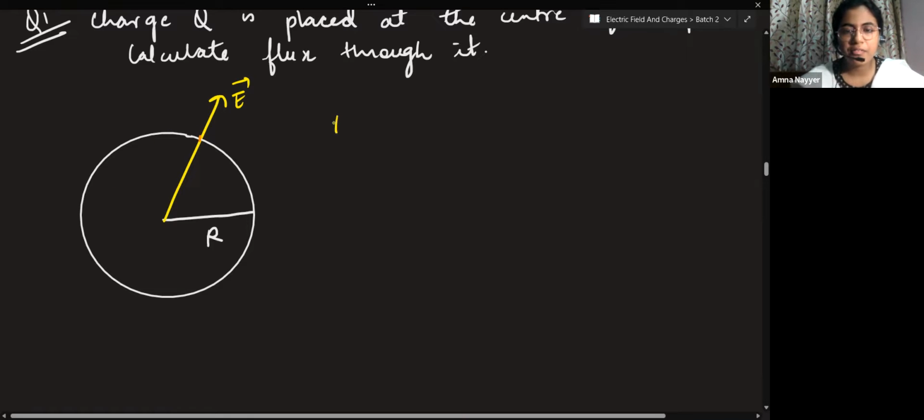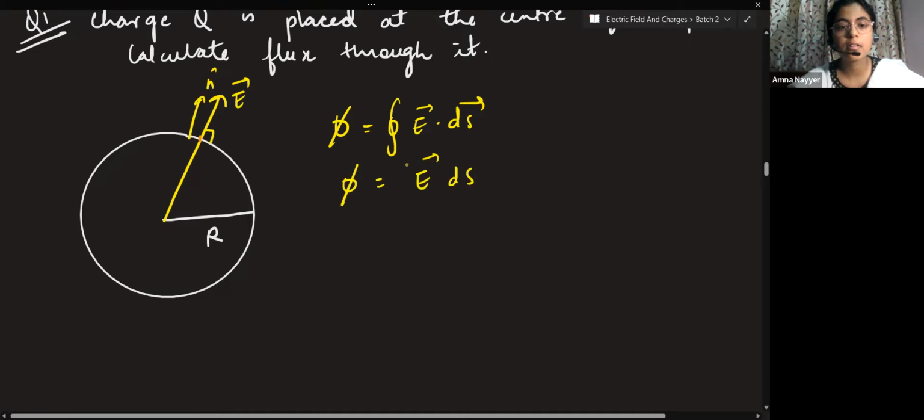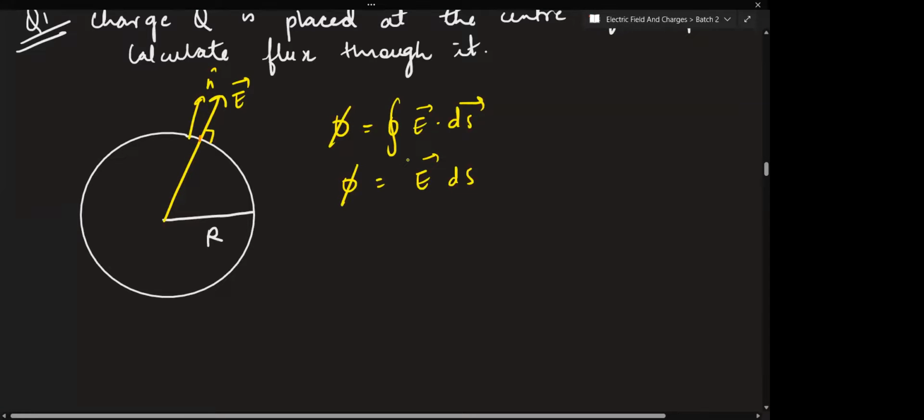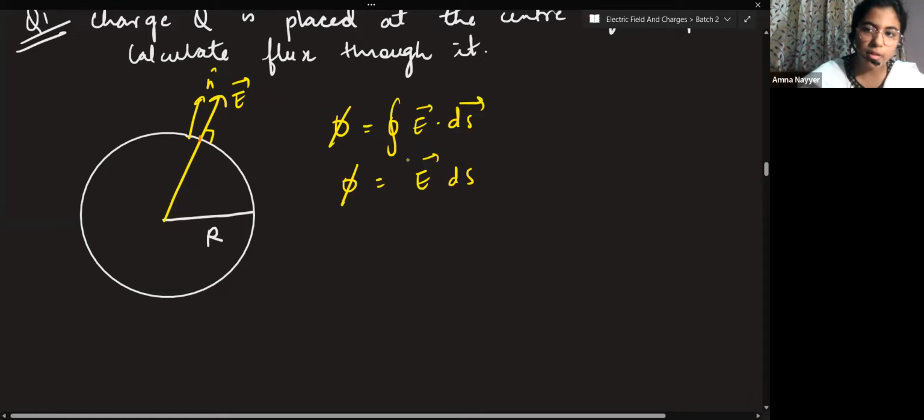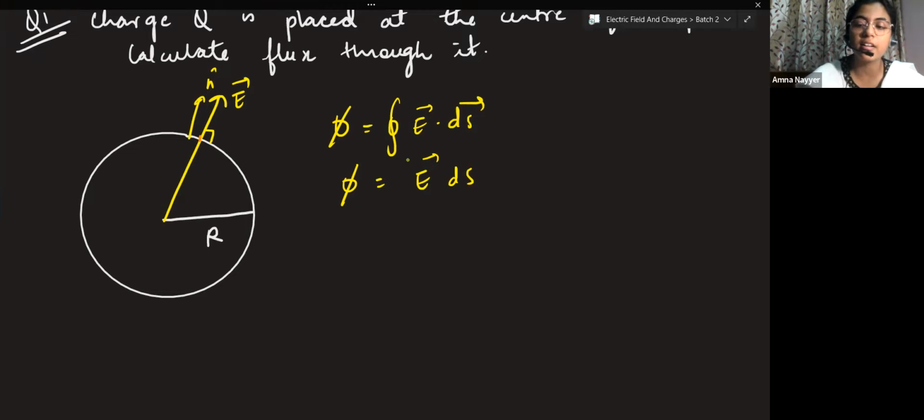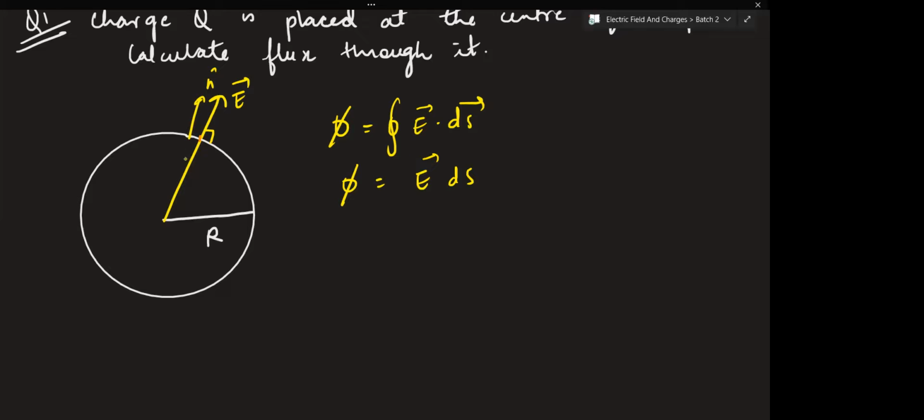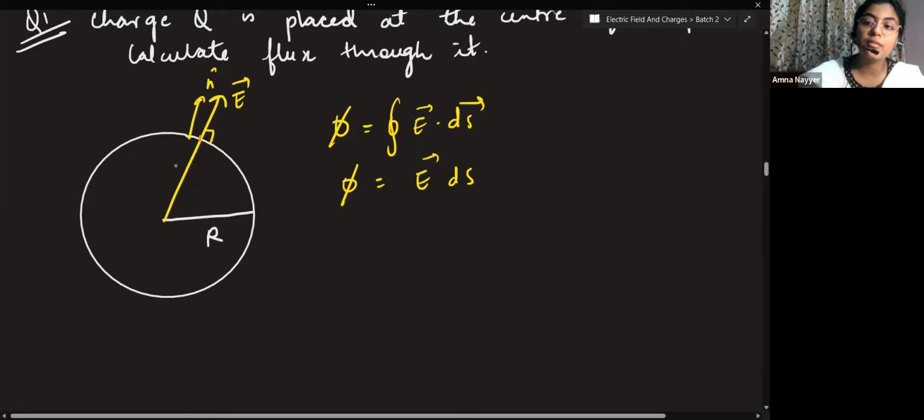Now see, phi is what? This is closed integral of E dot ds. As I've told you, n cap is also here, and electric field is also perpendicular to the surface only. So what will be cos theta now? 90 degrees. Angle between electric field and area vector. Check once again. It is making angle 90 degrees with the surface, but we don't have to take it with the surface. It will be 0. This will be E ds, not the vector.